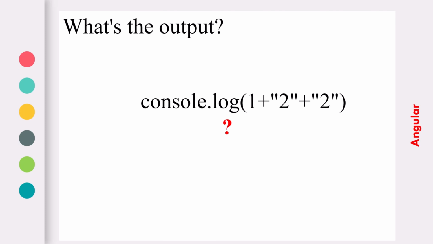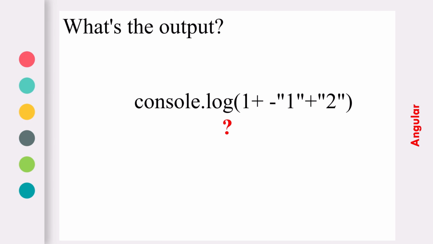So the next one, console.log(1 + "2" + "2"). Here we are just trying to concatenate a string to a number. So the output will be 122. There is no unary operand in between. So we are just concatenating the string to a number.